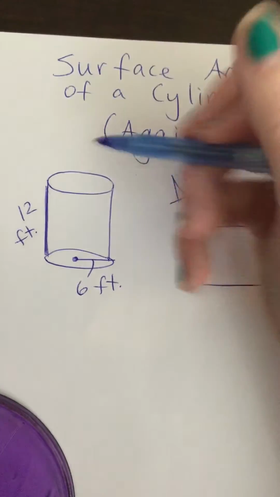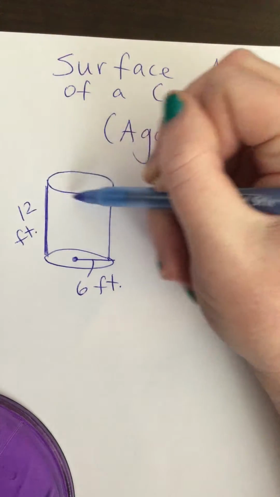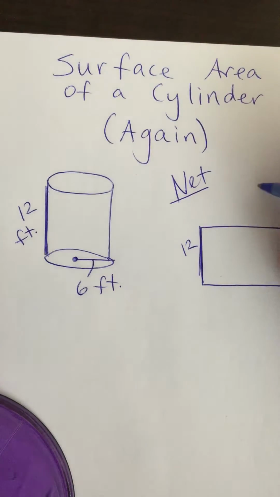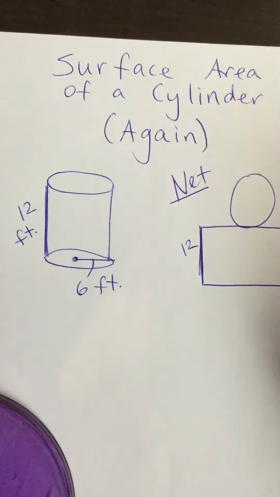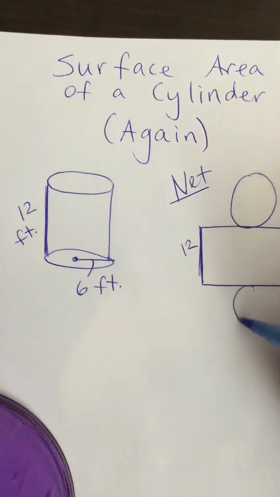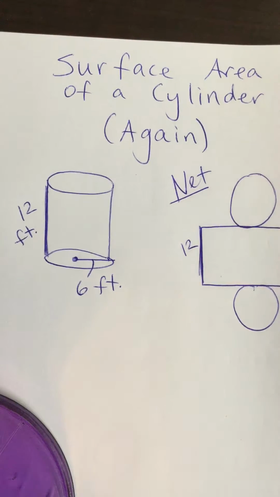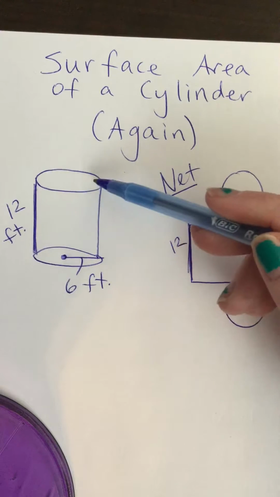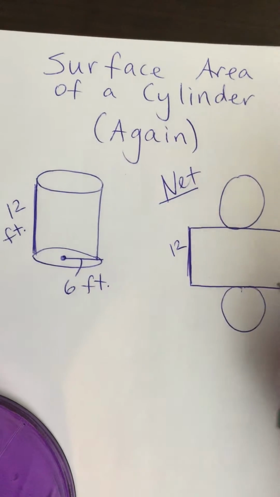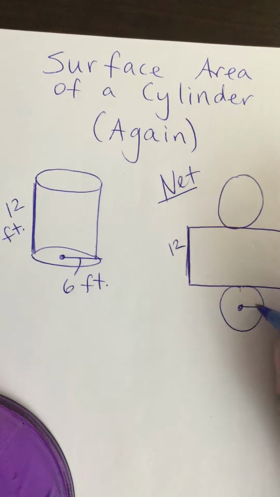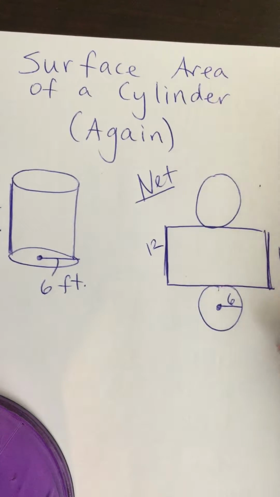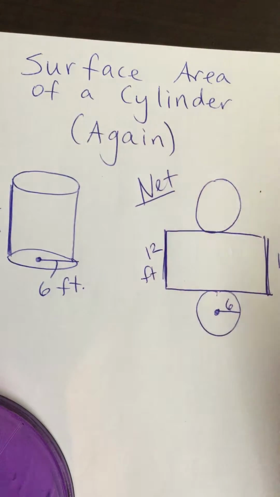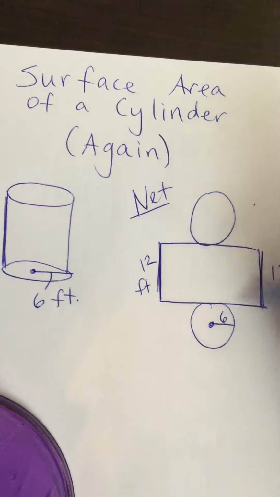Now what we're going to do is take the circle that's on the top and cut it off, almost like a can opener, like you're cutting it off and opening it. And we're going to put that right there at the top and the same identical base on the bottom. These are identical because otherwise, if one was smaller than the other, you'd have open gaps. So they have to be identical. Let's label this. We're going to put that as 6, and we have 12 feet. So the top and the bottom are the same.